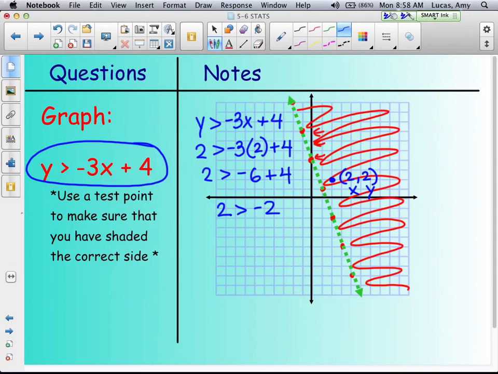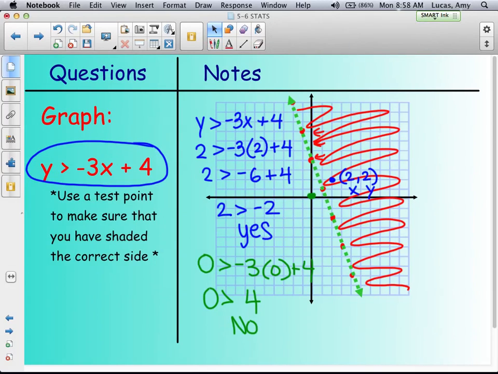So 2 is greater than negative 2? Yes. So I have shaded the correct side. If I got no, then I would know that that is not the side to shade. So if I picked a different point, like this one, 0, 0, if I put in 0 and 0, you'll see that this is not going to be true. Negative 3 times 0 is 0, plus 4 is 4. 0 is not greater than 4. So if you're in doubt, you could take 1 point on each side of the line and see which one is true. So I've shaded the correct side. I'm done with this inequality.